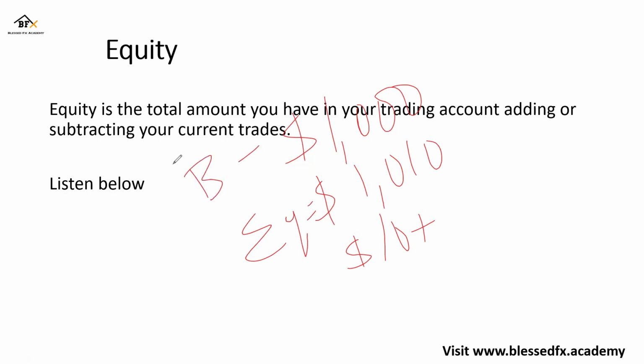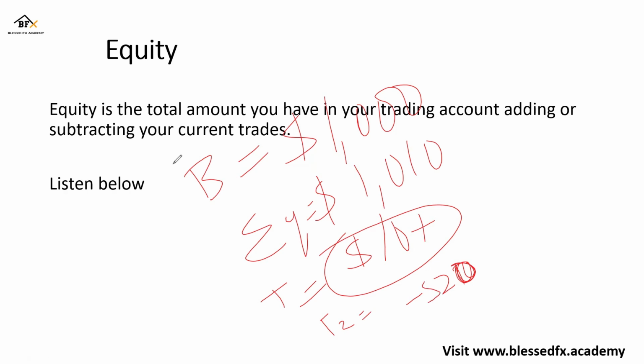And your balance will still be $1,000, because this trade that is in profit is still ongoing. It's until you close the trade before it will be added to the balance, right? Let's say you open a second trade, T2, and then you are losing $20. The first one you're making $10, second one you are losing $20. That means overall you're in a loss of $10.